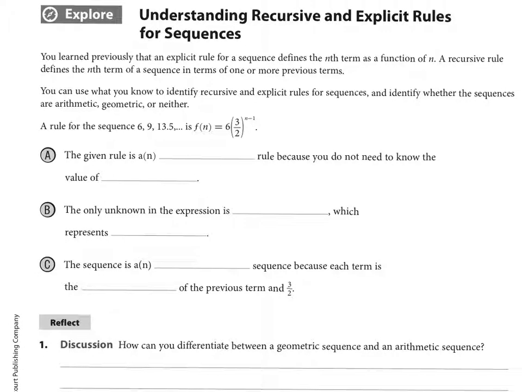So 15.2, looking at recursive and explicit formulas, the rules for a geometric sequence. So in this particular case right here, that is an explicit rule. It is explicit because I'm looking for f of n, some term number. If I'm looking for the 7th term, all I do is put 7 in for n here, and I get the answer.